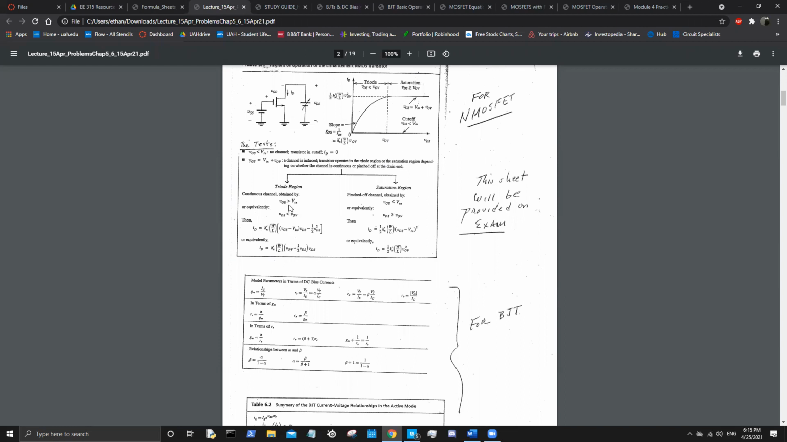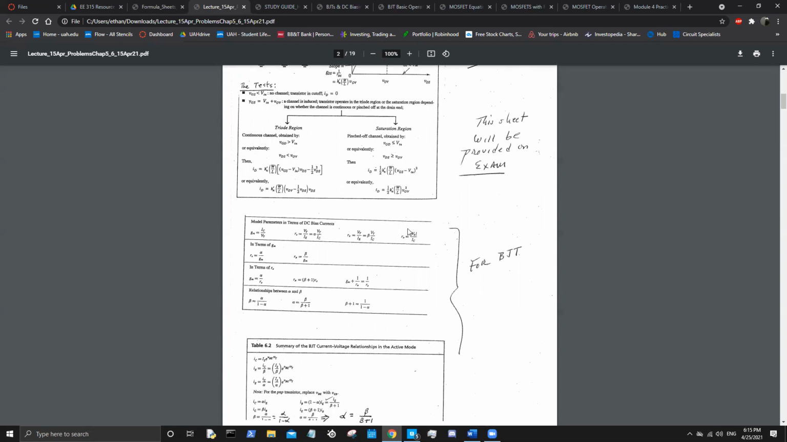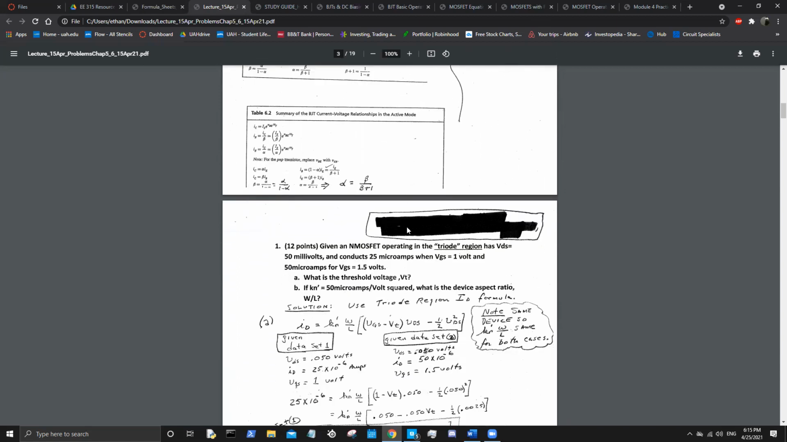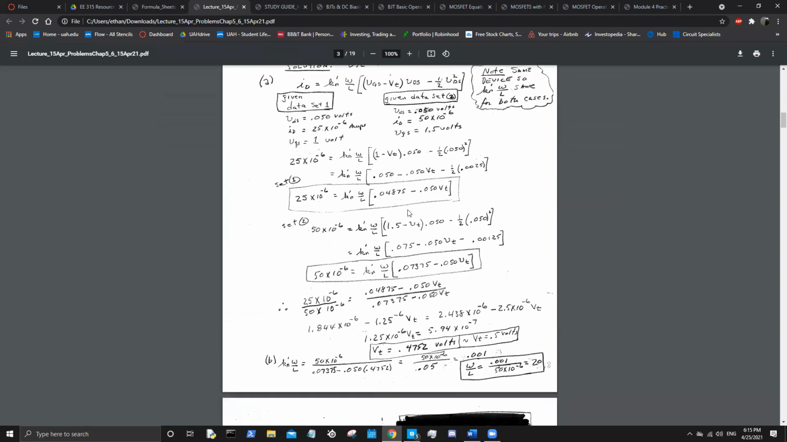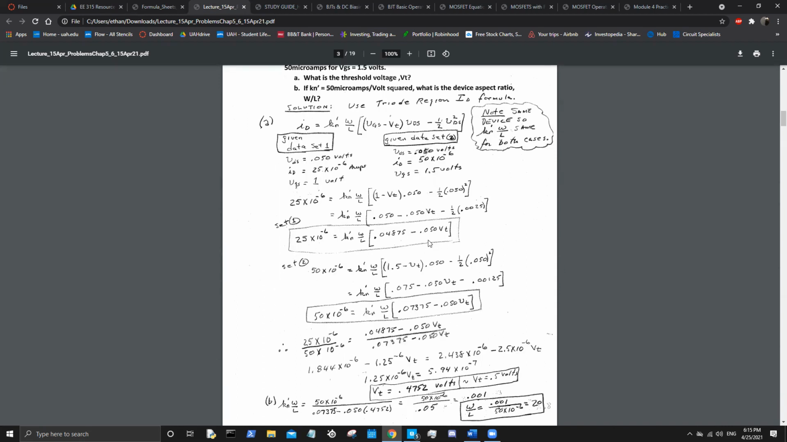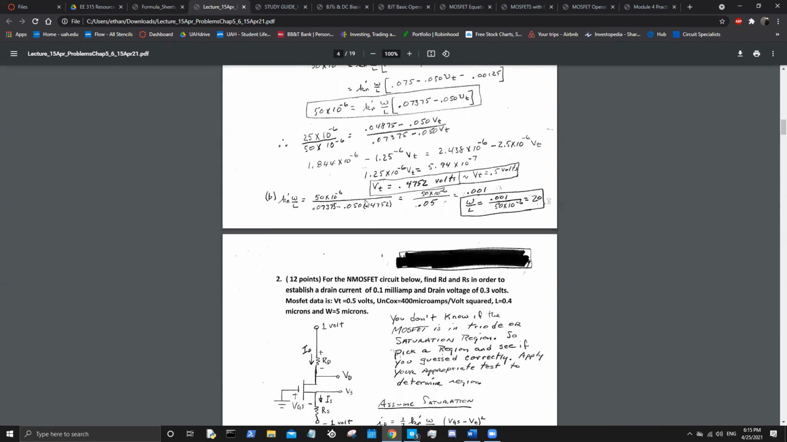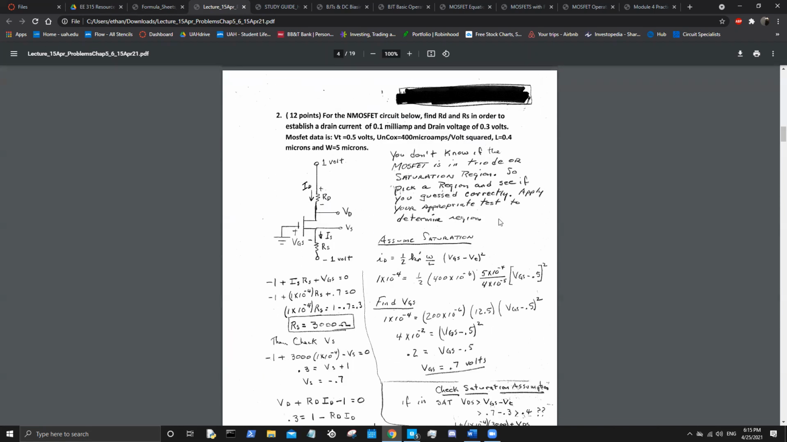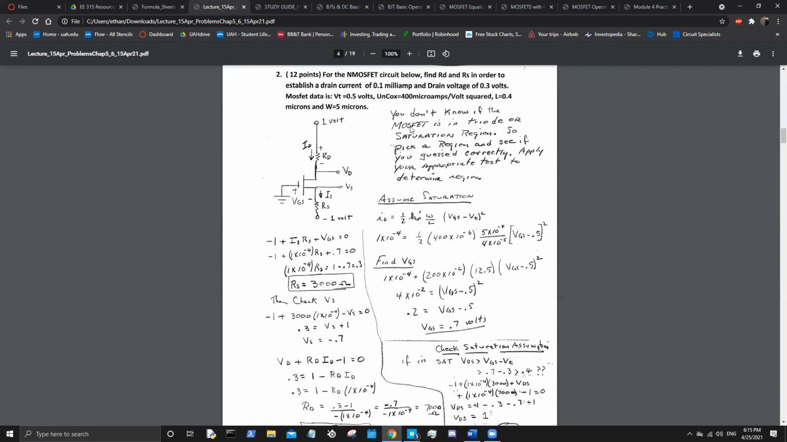And then it also gives you your little inequality that tells you the drain source voltage versus OV. Drain source greater than. Okay, cool. That makes sense. In general, I would very much like to see a question like this because it isn't that difficult by any means. It's really straightforward. You don't know if the MOSFET is in triode or saturation region, so pick a region and see if you guess correctly.